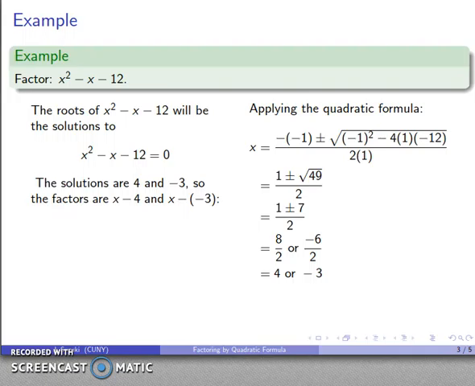And again, the factor theorem tells us that once I know the solutions to quadratic equals 0, I also know the factors, x minus 4, x minus negative 3. And so that tells me I can factor this polynomial as x minus 4 times x minus negative 3, and I'll do a little bit of cleanup, that minus and negative becomes plus 3.